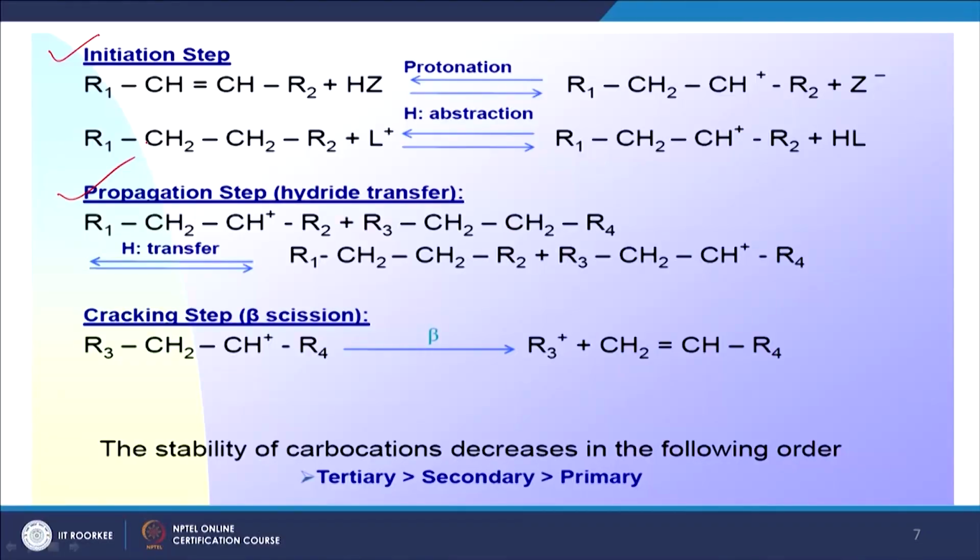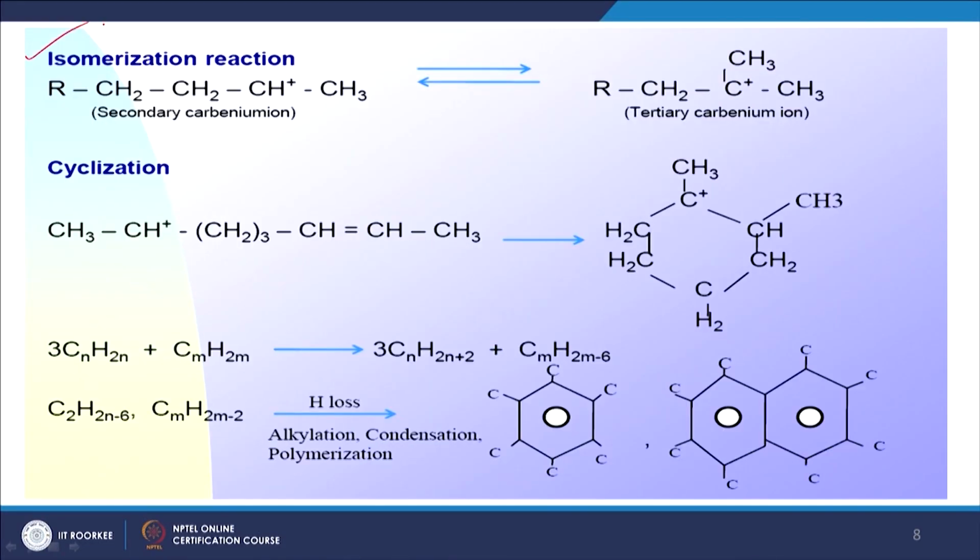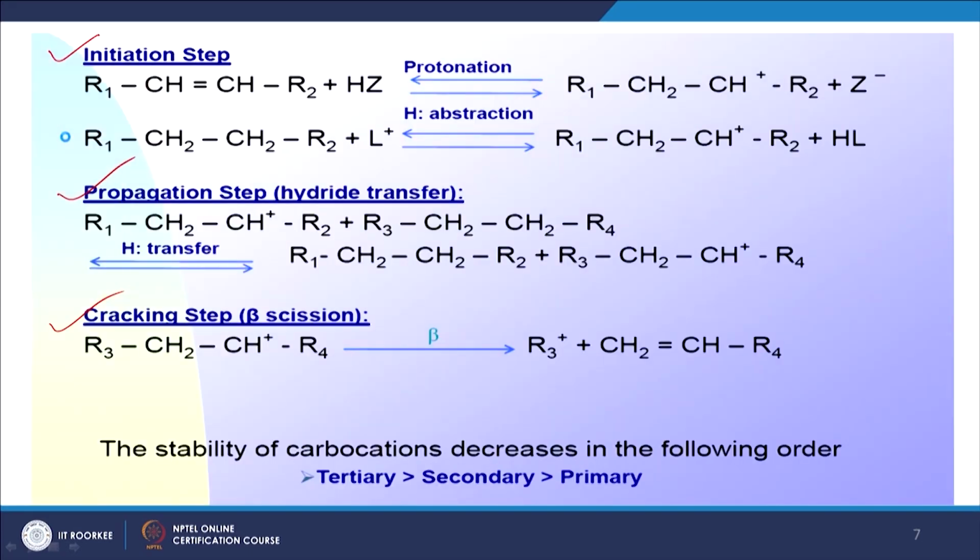Now, we will see the reaction mechanism and how the cracking takes place when we choose the FCC process. In this case there are a number of steps. The first is initiation, then propagation, then cracking, and then we go for isomerization and cyclization. So, we will see how the cracking reaction initiates.